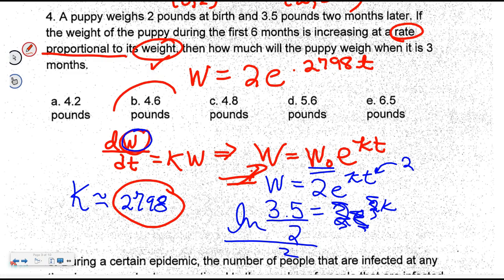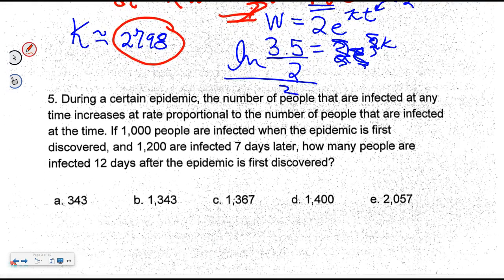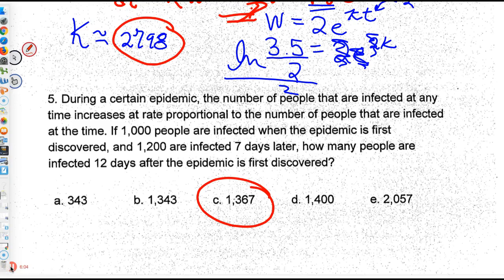I'm going to pause the video and you guys are going to go do number 5. If you're doing this with the video because you were absent, the answer should be C, but I'm going to pause. On number 6, there's going to be a little bit of a twist.